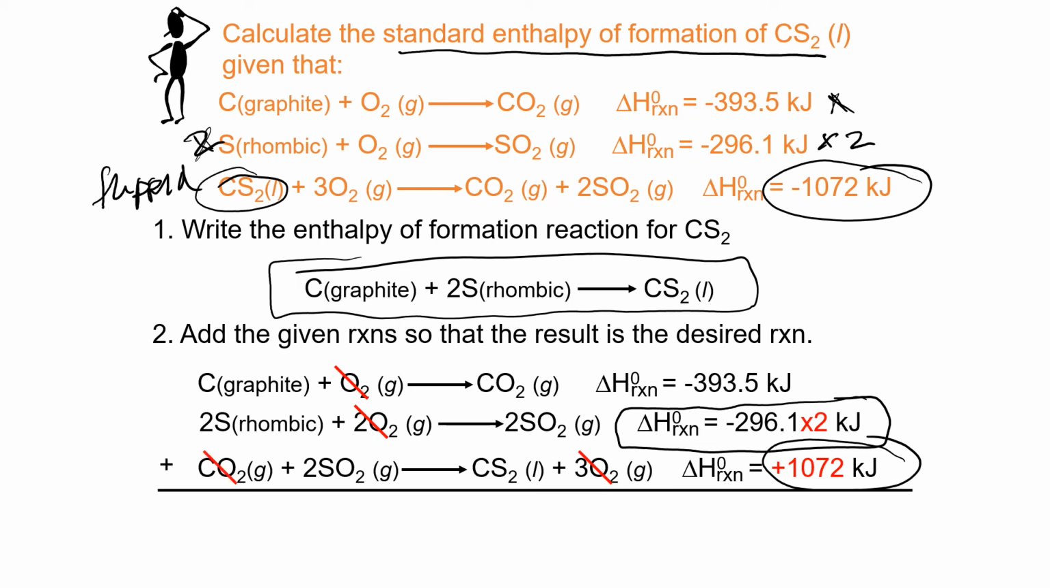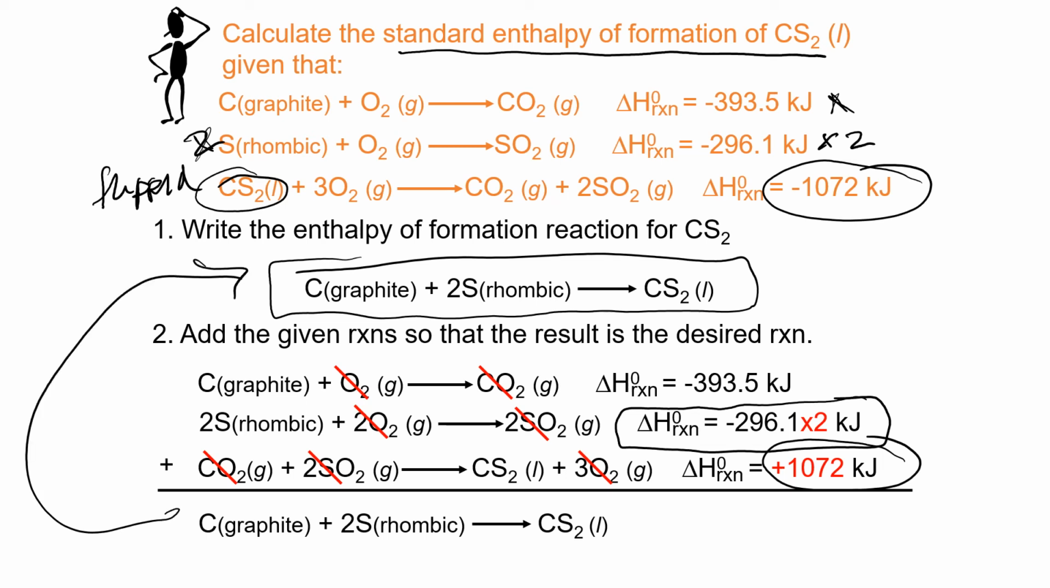And now we can look at carbon dioxide. There's 1 mole on the left and 1 mole on the right. And one more component that doesn't belong there is SO2. So those can be canceled as well. And now we can add those together. We get our target equation.